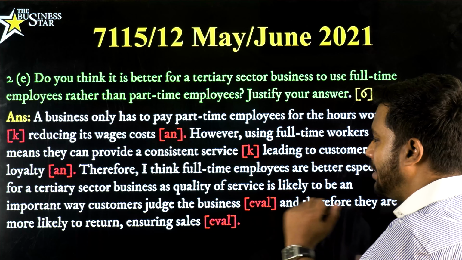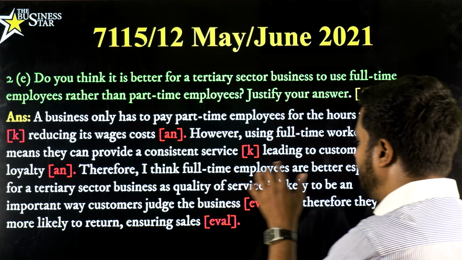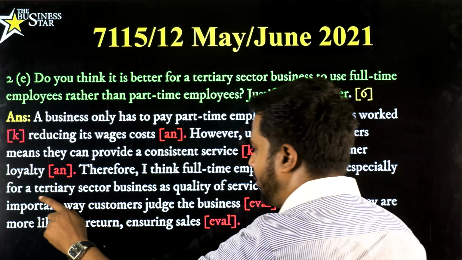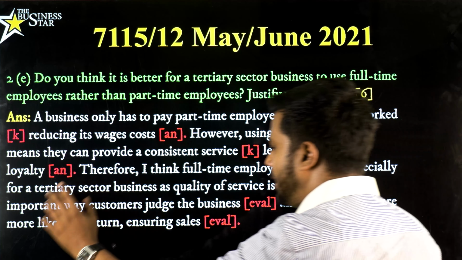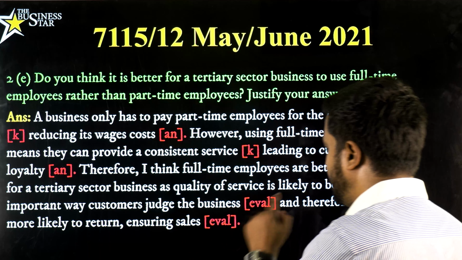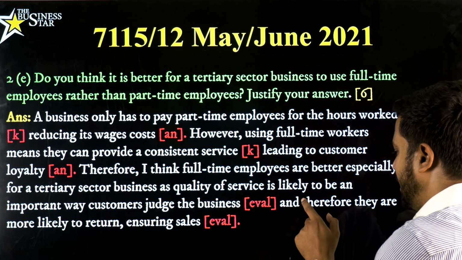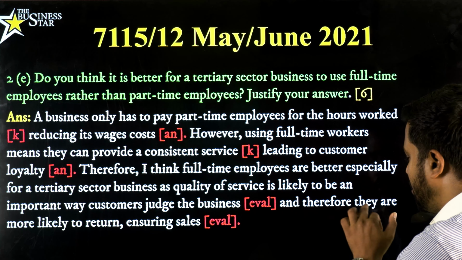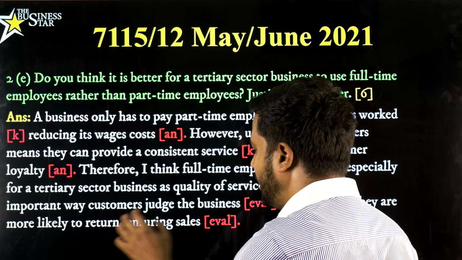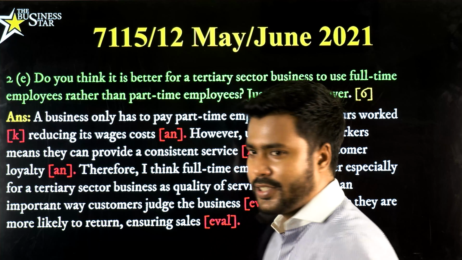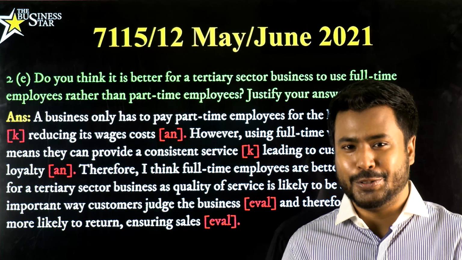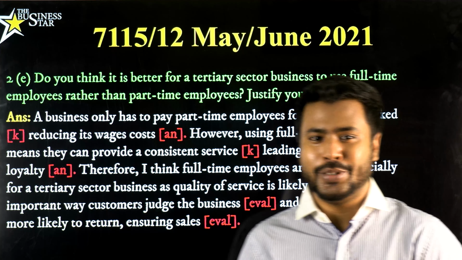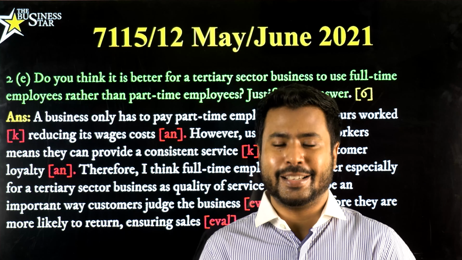Now let's talk about the evaluation. Therefore, I think full-time employees are better, especially for a tertiary sector business, as quality of service is likely to be an important way customers judge the business. This is the first evaluation, and then we're going to write, and therefore they are more likely to return, ensuring sales. This is the second evaluation. Okay, so that is it. We are done with question number 2A, 2B, 2C, 2D, and 2E. So see you on the next episode.